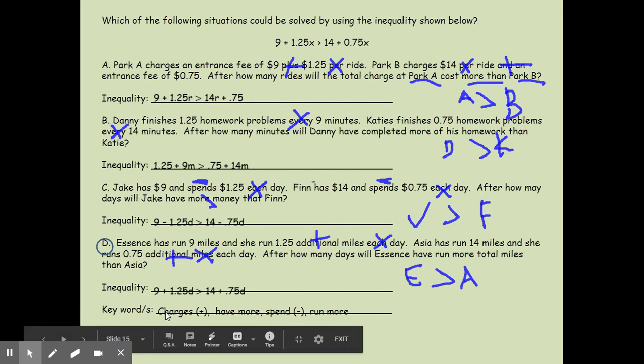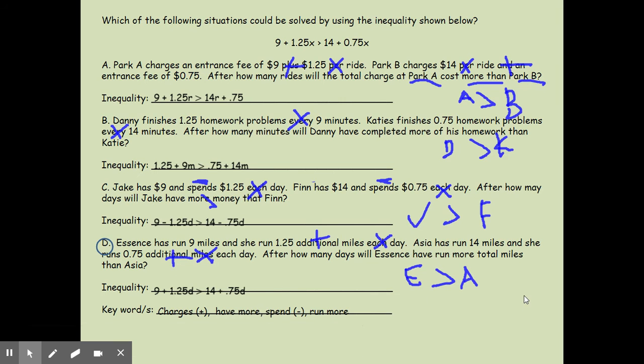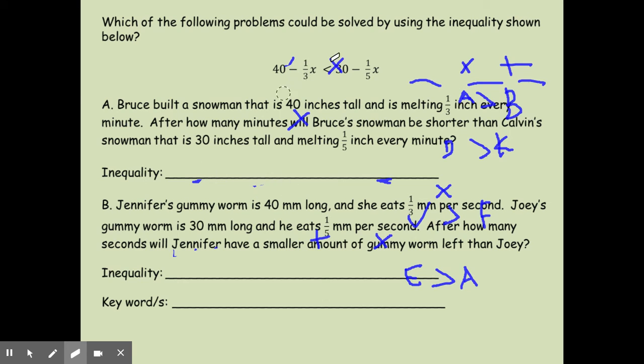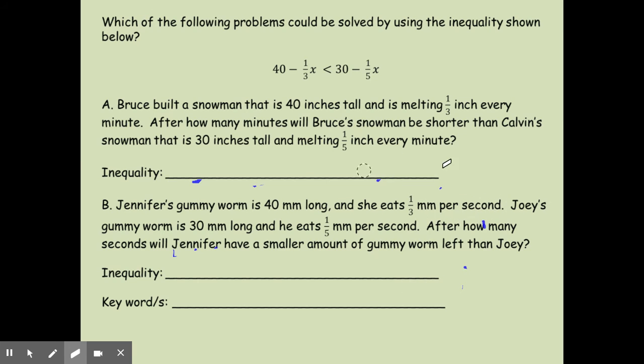Okay, so some of our keywords were "charges." That tells me I'm adding. "I have more," so I want someone to have more than someone else. "Spend" tells me I'm subtracting. And "to run more" as well tells me I'm adding. Okay, so those were the keywords for that section. Okay, and for the last one, you're just going to create your equations again from your answer choices, and then we're going to try to see which one of our equations matches the one given to us.